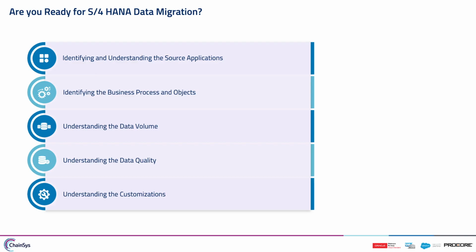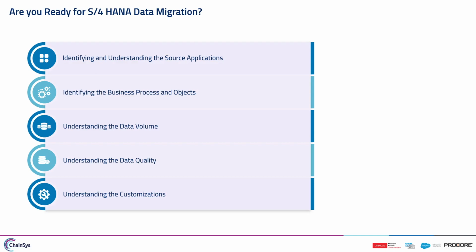In case SAP is the source system, you have to identify the current SAP ECC version. Is it EHP 7 or EHP 8? And identifying the underlying database is also important, because it needs to be converted to the SAP HANA database in case it is another database like Oracle, DB2, or MySQL.